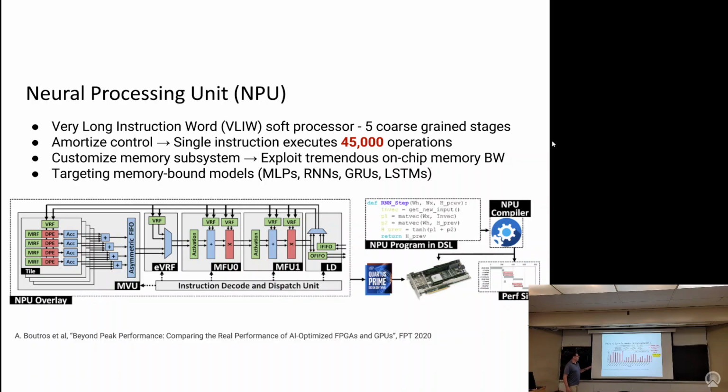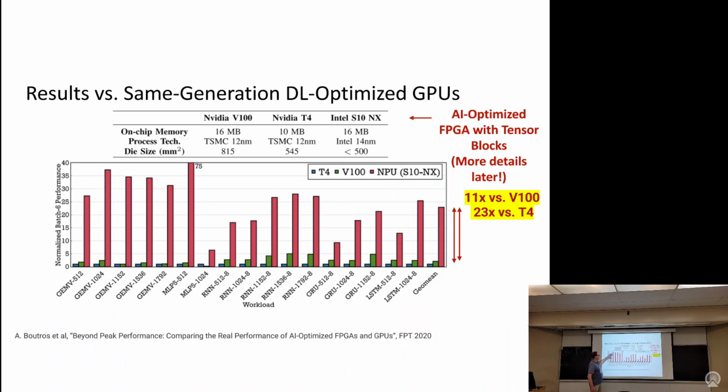OK, so I'm not going to go through all the details of this, but this is, again, comparing a 14 nanometer FPGA to 12 nanometer GPUs, well, 2 12 nanometer GPUs. This T4 one is the one that's about the same die size or only a little bit bigger than the FPGA. And basically, there's a bunch of different models here. They are multi-layer perceptrons and those RNNs, those sequence models. But basically, it's a bunch faster. It's about 11 times faster than the big GPU and 23 times faster than the GPU that's about the same die size.